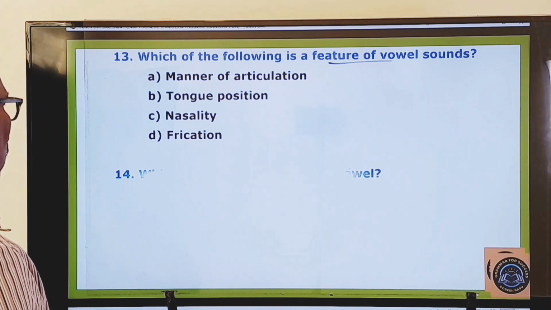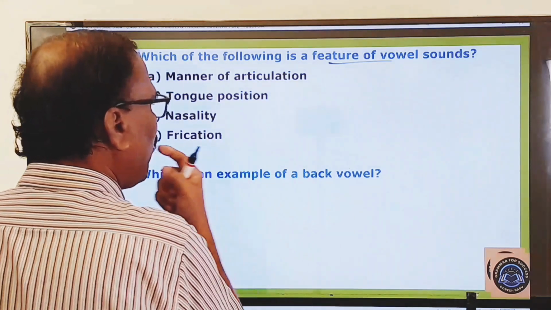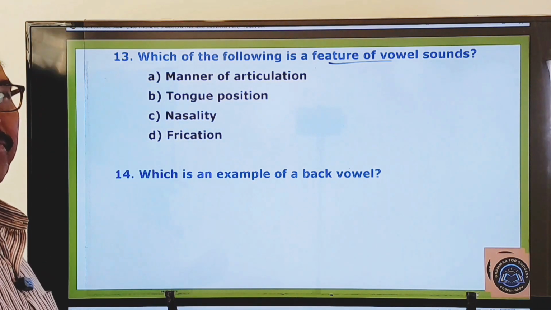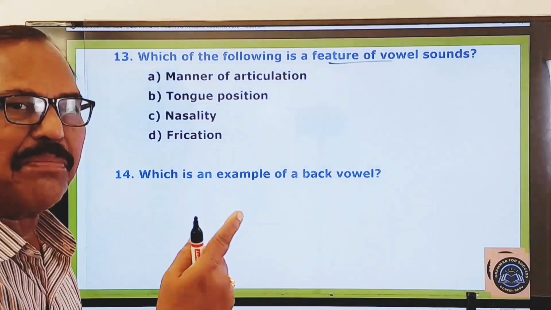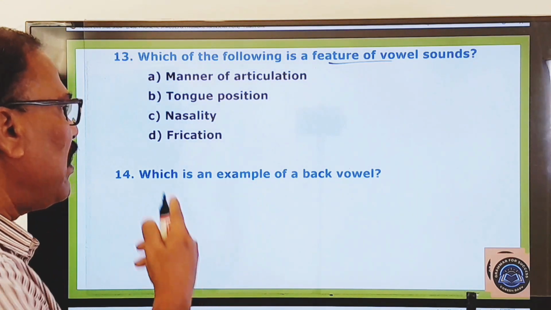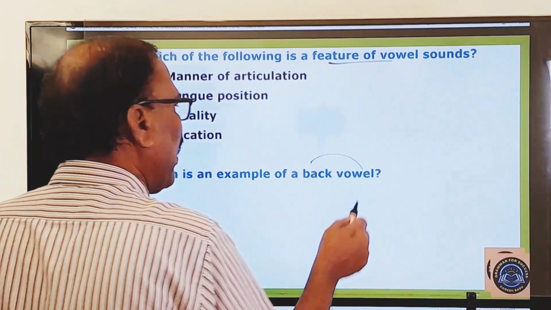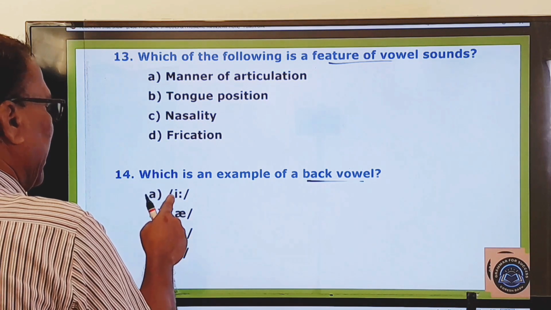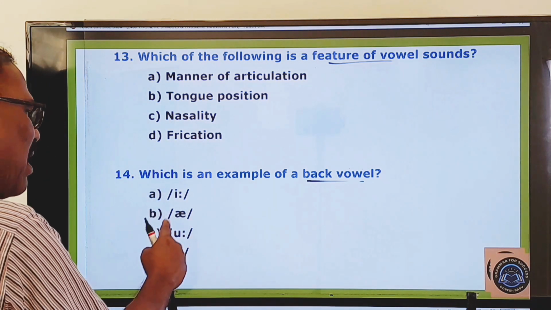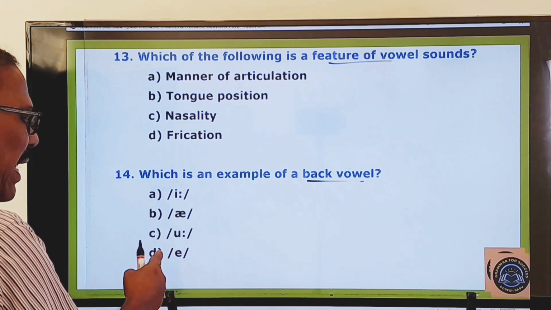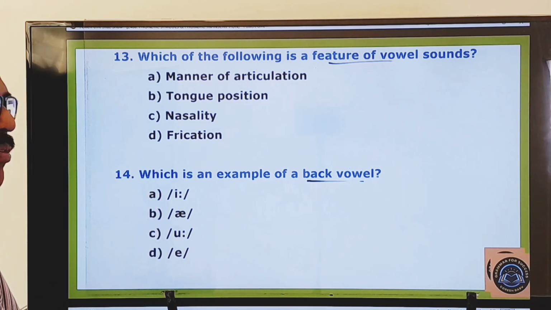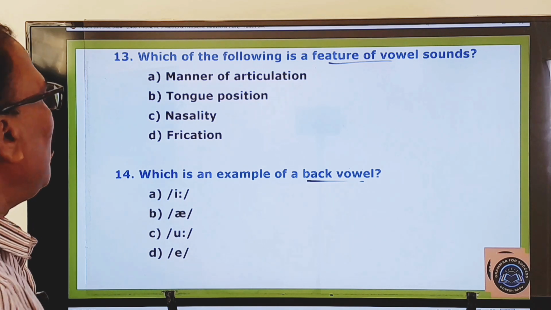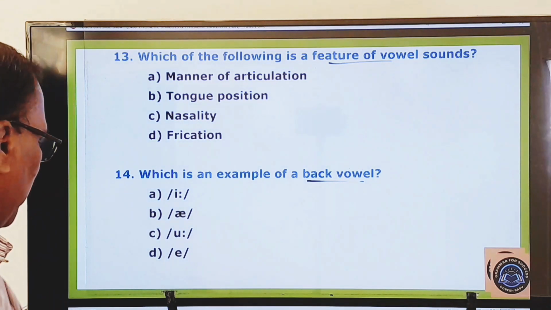Right. You go to the next one, which is an example of a back vowel. Back vowel means the tongue goes back in the pronunciation of that particular vowel. So then that is called a back vowel. Okay, right. And here you pay attention. E, ya, u, a. So these are the vowel sounds given, and you have to choose the relevant one.